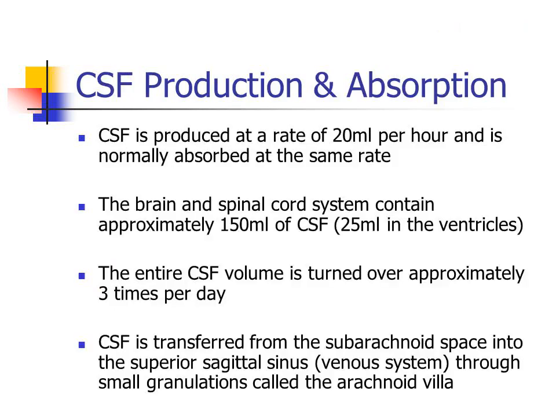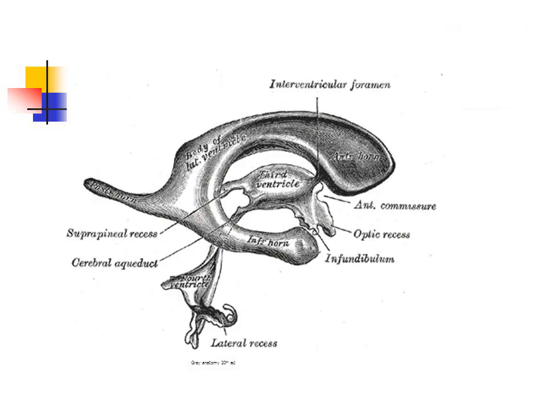CSF production and absorption. CSF is produced at a rate of 20 ml per hour and is normally absorbed at the same rate. The brain and spinal cord system contain approximately 150 ml of CSF, 25 ml in the ventricles. The entire CSF volume is turned over approximately 3 times per day. CSF is transferred from the subarachnoid space into the superior sagittal sinus, venous system, through small granulations called the arachnoid villi. Gray's Anatomy, 20th ed.